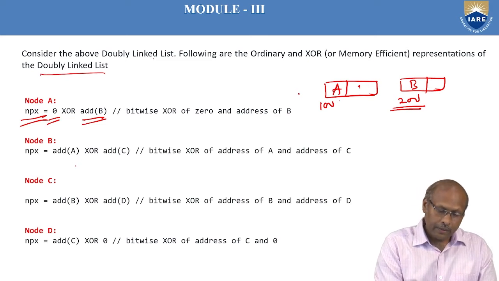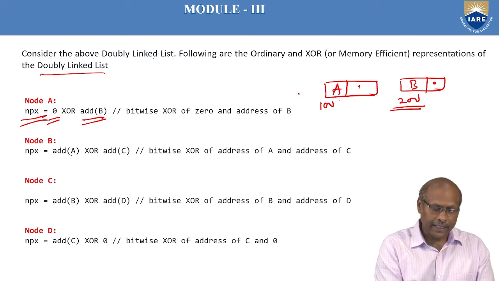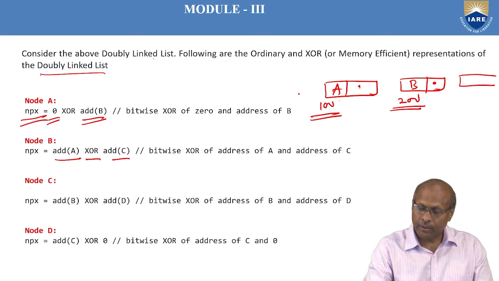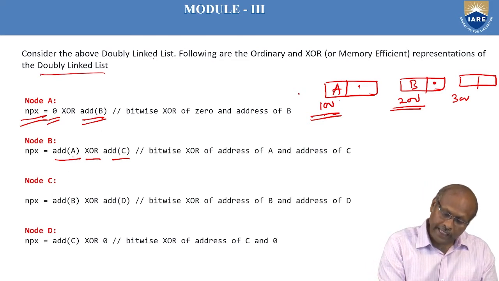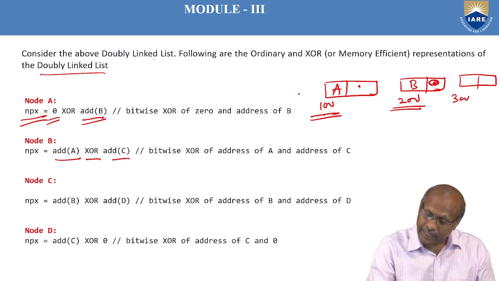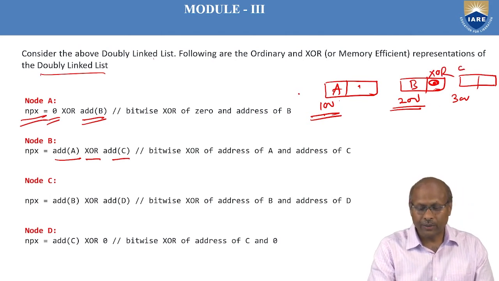Next, for node B, what is the next node? This address you have to calculate: the address of A XOR with the address of C. For every node there is an address, and this address is XOR with the previous node's. So when you do this XOR, you will get this address. This is the address of what? The XOR of node C's address as well as node A's address. So you can get this.